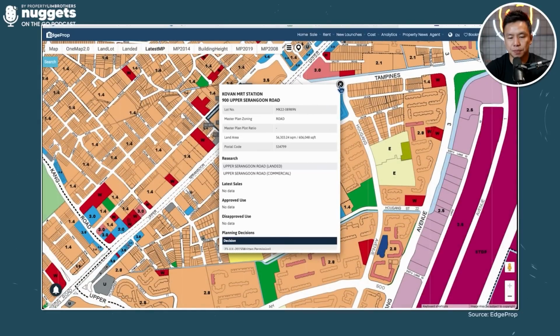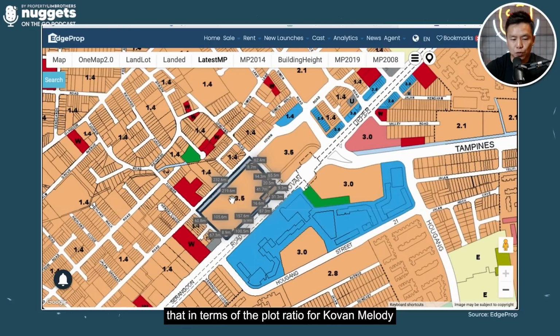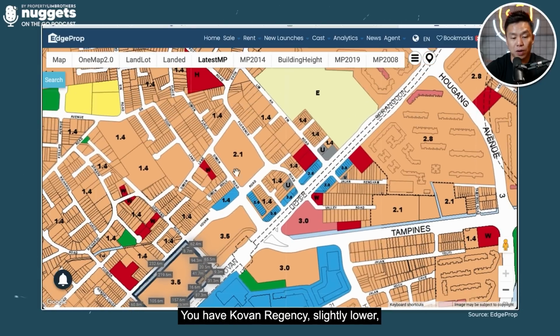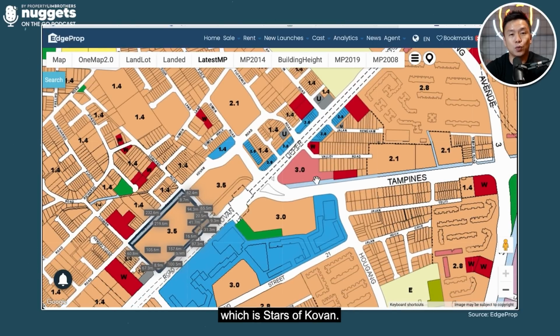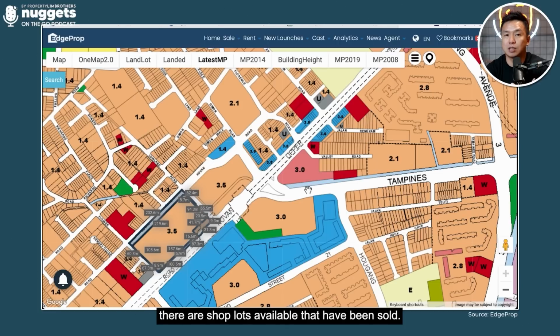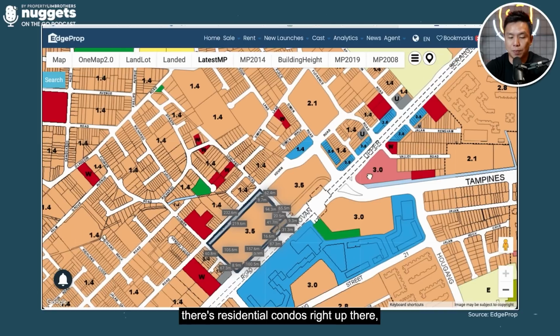Now, if you notice, based on this plan, we can clearly see that in terms of the plot ratio, Kovan Melody, which is this huge chunk of land here, is at 3.5. And then you have Kovan Residences at 3.5 plot ratio. You have Kovan Regency slightly lower. And then you have this pink colour plot here, which is Stars of Kovan, and that is a mixed residential project because at Stars of Kovan on level 1, there are shop lots available that have been sold, and of course the owners that bought them rented them out. There are strata units, and of course on top of that, there are residential condos right up there. So that's Stars of Kovan.